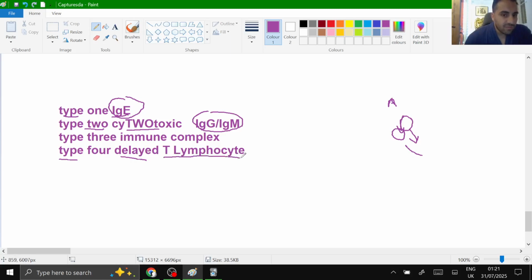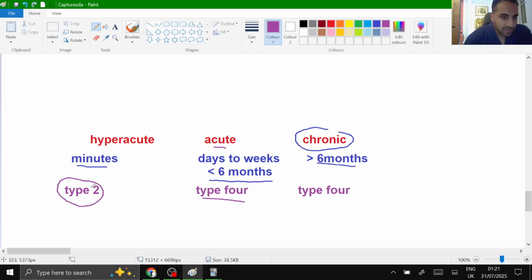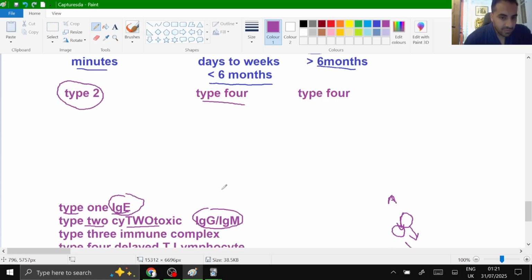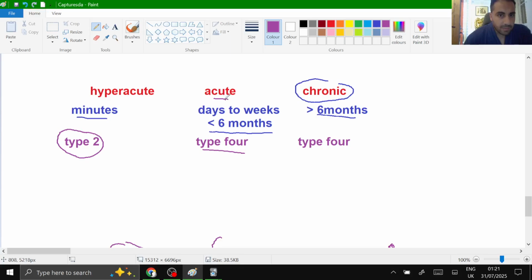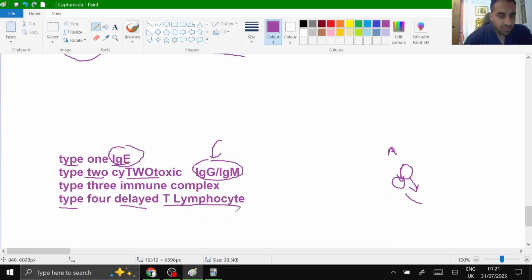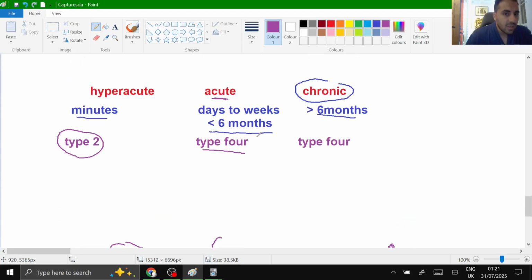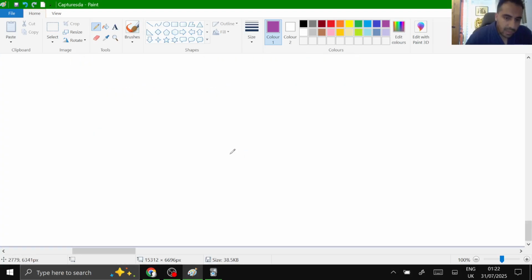caused by T lymphocytes. So hyperacute is caused by preformed antibodies, but acute and chronic are caused by T lymphocytes. It means cellular infiltration. So the lymphocytes will go inside the tissue and start causing damage to the transplanted organ. And the most common organ that is often asked in the exam is kidney transplant.